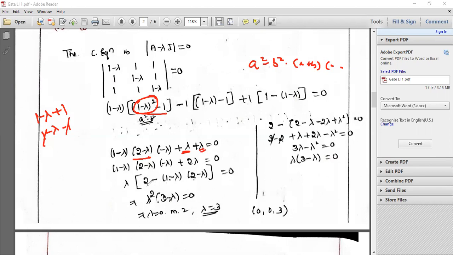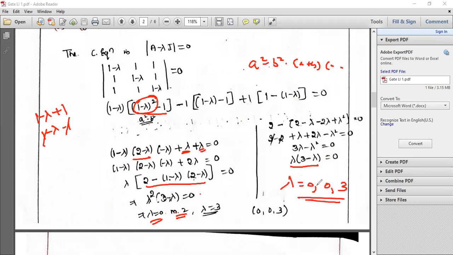If you solve this, you'll get lambda into 3 minus lambda. So this term simplifies to lambda into 3 minus lambda. After rewriting, it is lambda square into 3 minus lambda, which is equal to 0. So this implies lambda is equal to 0 with multiplicity 2, because it is lambda square, and lambda is equal to 3. Therefore, lambda is equal to 0, 0, 3.